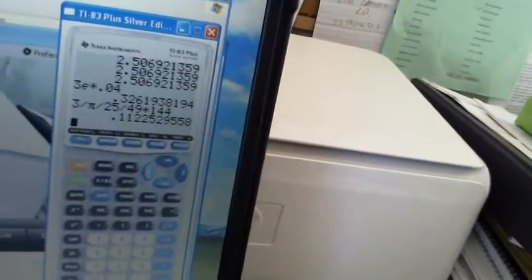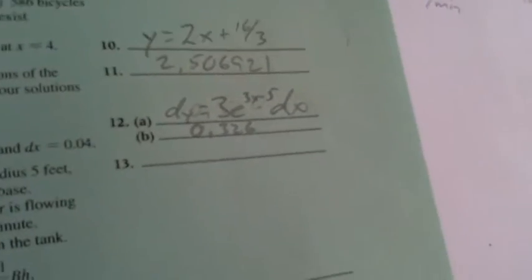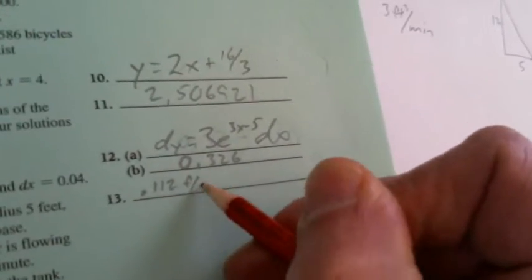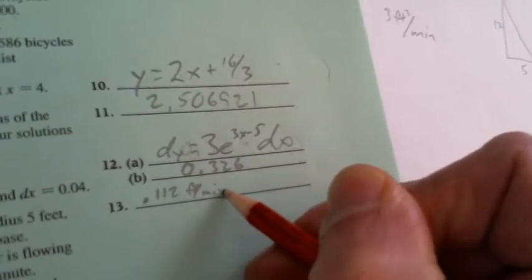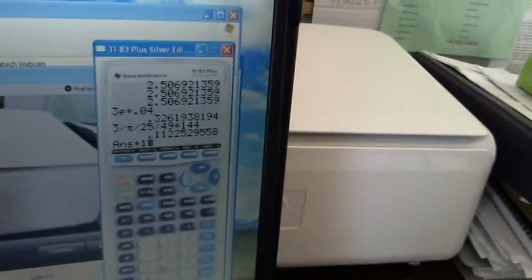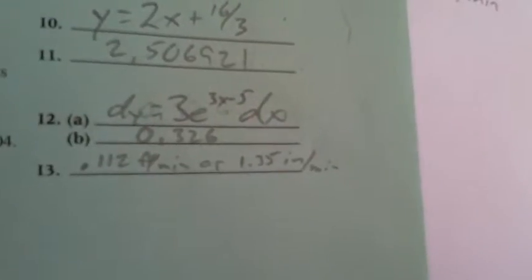So the rate of change of the depth of water in the tank would be 0.112 feet per minute, or it'd be nicer in inches per minute, wouldn't it? 1.35 inches per minute. Okay. Right.